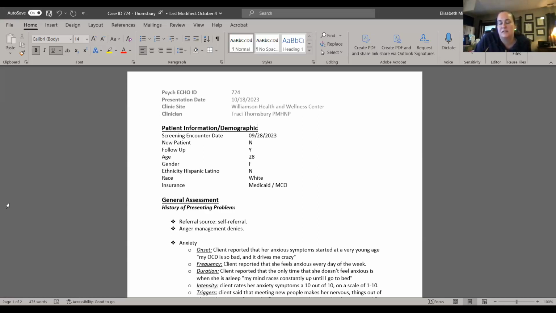But again, it sounds like it still is going to have to be dosed on the lower end, and that certainly wouldn't be unreasonable to try. Less evidence for it for the OCD.